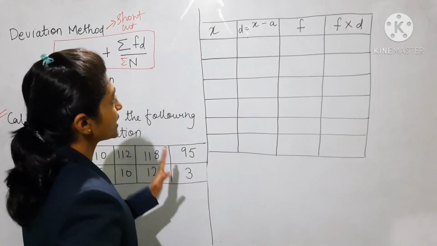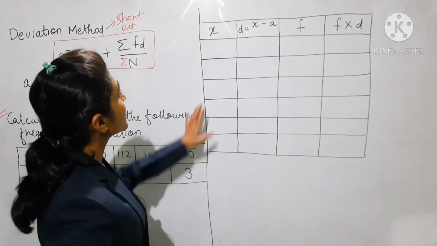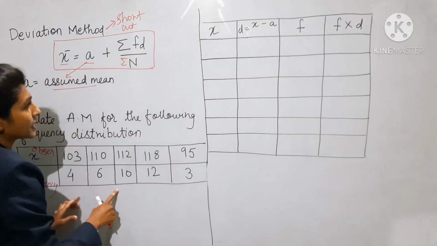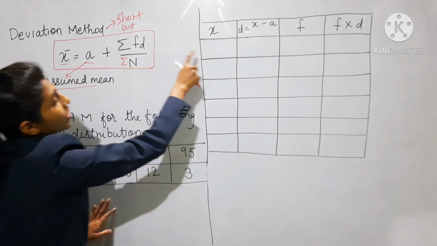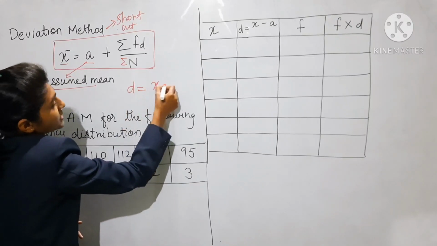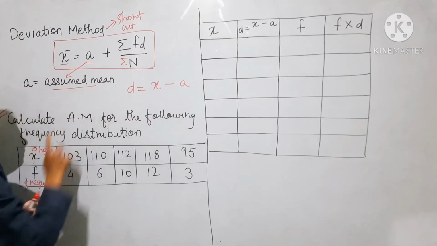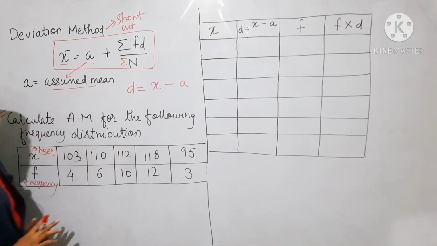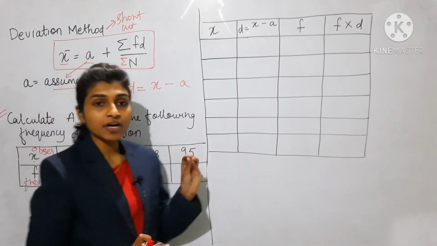For the direct method there were only 3 columns. Now for the deviation method we have x, which is the observation, and f, the frequency. Now in the deviation method, as per the formula, we require D. How to find D? To find D we have x minus A. x is the observation, A means assume mean. Now we have to assume one number which is closer to the observations. We have to consider one number.